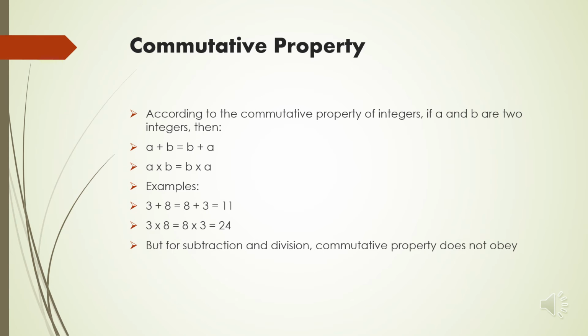Second, we will discuss the commutative property. According to the commutative property of integers, if a and b are two integers, then a plus b should be equal to b plus a, and a into b should be equal to b into a. Some examples: 3 plus 8 is equal to 8 plus 3, which is equal to 11, and 3 into 8, which is equal to 8 into 3, is equal to 24. But for subtraction and division, the commutative property does not hold.